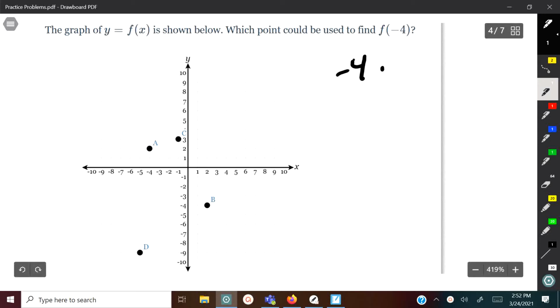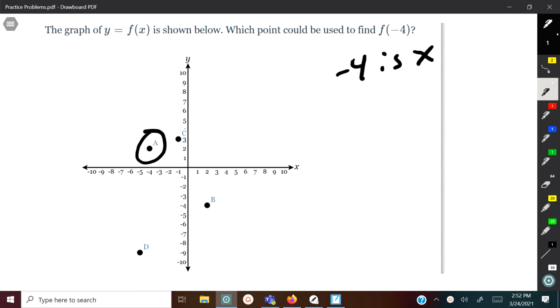negative 4. Negative 4 is x, because you see it's inside there. So what we're going to do is go on the x-axis and go to negative 4 and say, okay, which point is going to have a negative 4 in it? And that's this one. So the answer would be A.